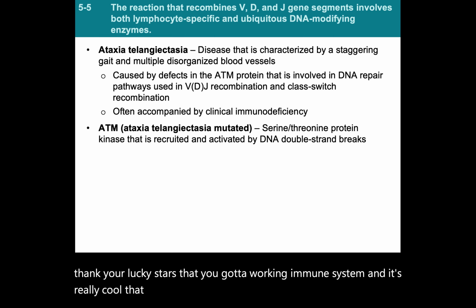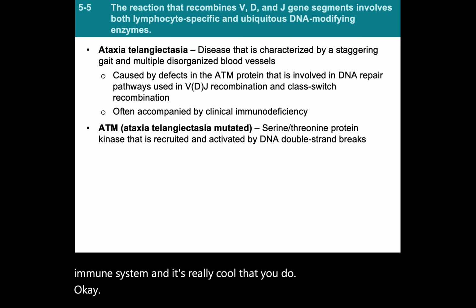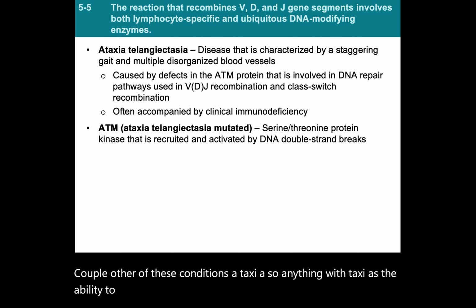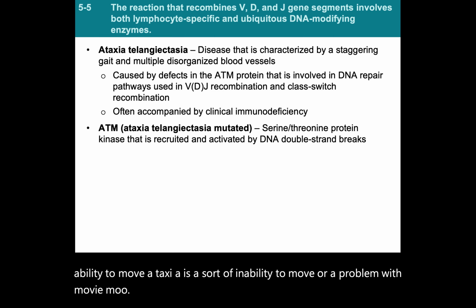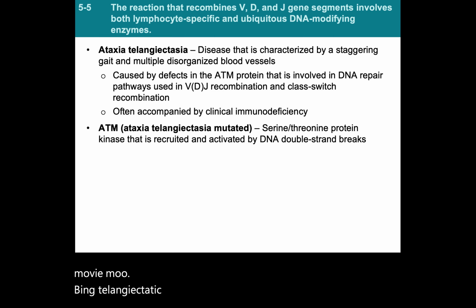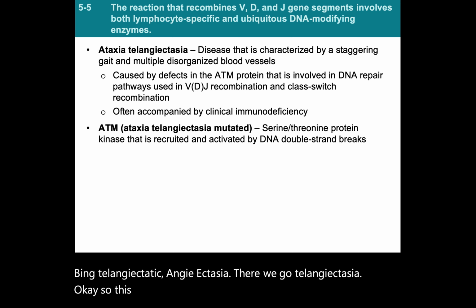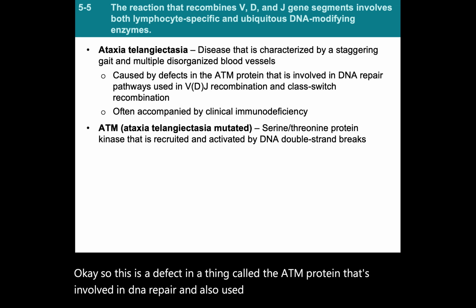Okay, a couple other of these conditions. Ataxia. So anything with taxia is the ability to move. Ataxia is a sort of an inability to move or a problem with moving. Telangiectasia. There we go. Okay, and so this is a defect in a thing called the ATM protein that's involved in DNA repair and also used in VDJ recombination. So you got a little picture here.